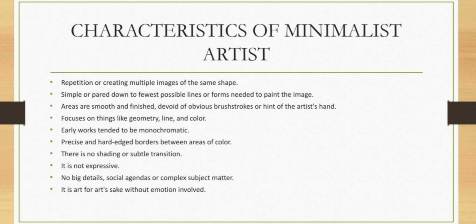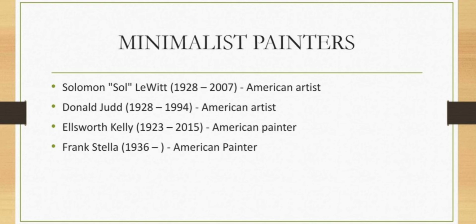An important characteristic also in identifying minimalism is that it's not very expressive. The artist removes all elements of biography or emotion. When you stand in front of a minimalist painting, you won't see big ideas, social agendas, or complex subject matter. The paintings are about geometry, shapes, and color. It is an art for art's sake without emotion involved.